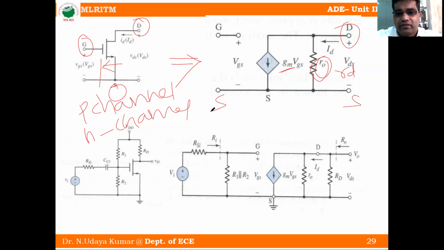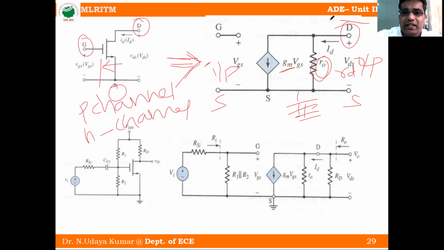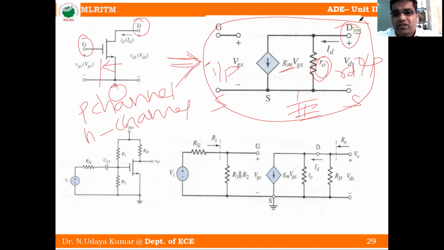Source is common. This is the ground. So source is common to both input and output. So this is the transistor equivalent circuit in small signal analysis. The same transistor can be replaced with this circuit. That is called small signal here.